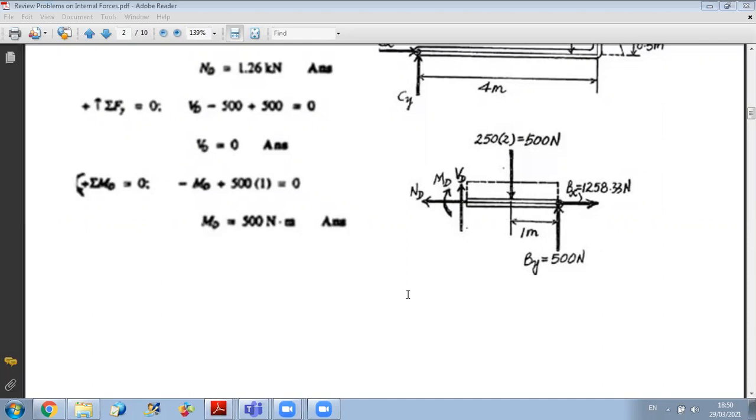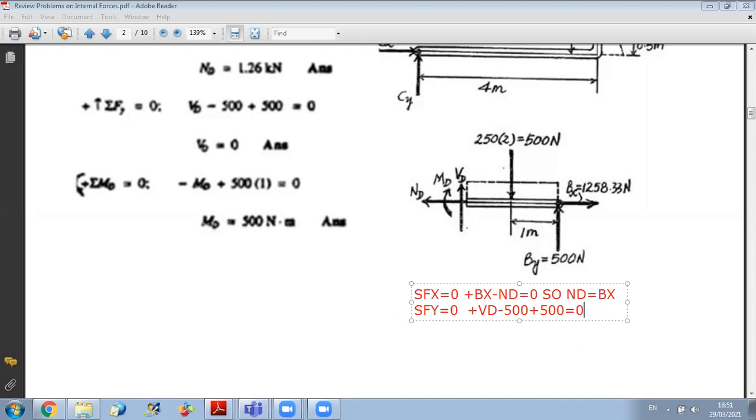And now to get ND, MD, and VD, I will write the 3 equations for this part. First, if I write the sum of Fx equals 0, I have plus Bx minus ND equal to 0. This will give me the normal reaction at D. So ND is equal to Bx. Second step, sum of Fy equals 0. What do I have along y? I have plus Vd minus 500 plus By, which is 500. So it's 0 exactly.